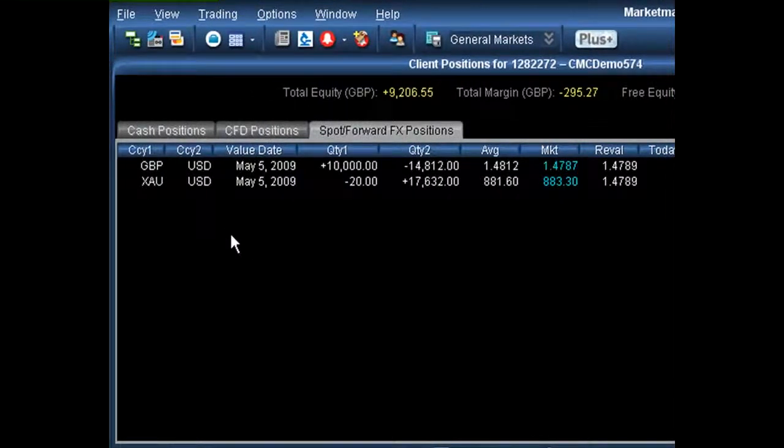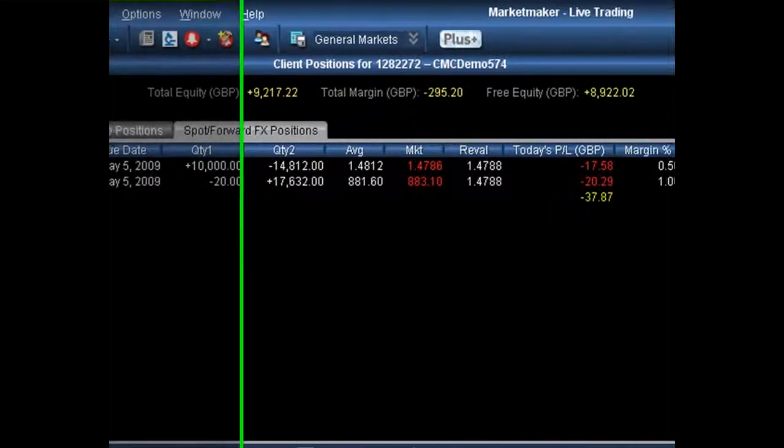The next column shows us any spot or forward FX positions we have open. And under this tab, you'll notice that we have a couple. We've got one there for pound versus the US dollar, showing us the amount that we've bought it at. So we've bought £10,000 and sold 14,812 US dollars. So an average of 1.4812. It'll then show us the current mid-market price of 1.4786, and then the reval rate to get us back into pounds as a total profit or loss on this trade for the day.